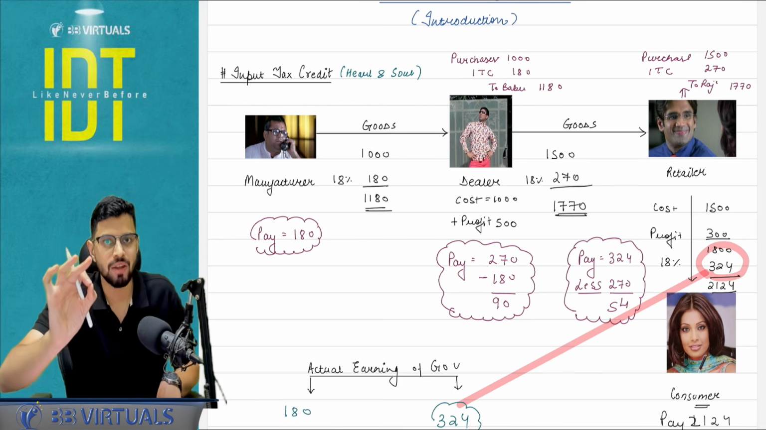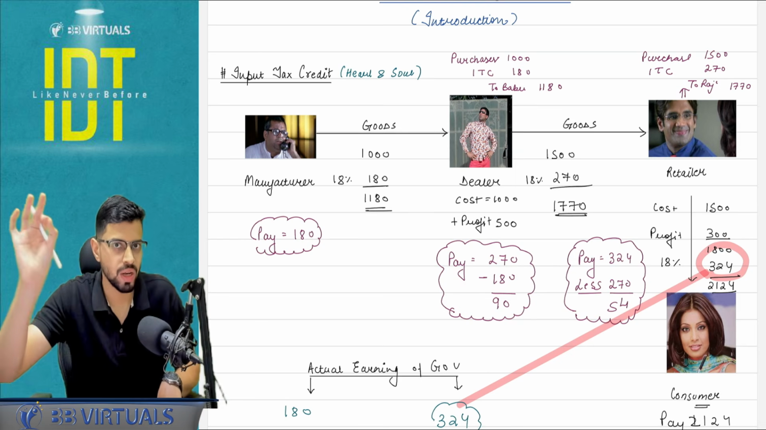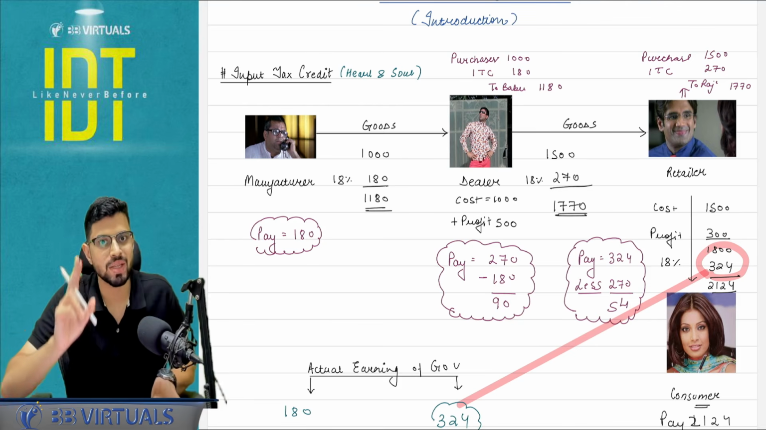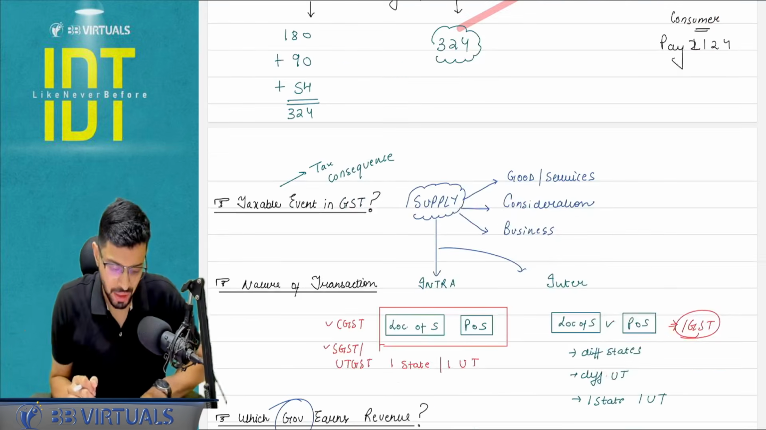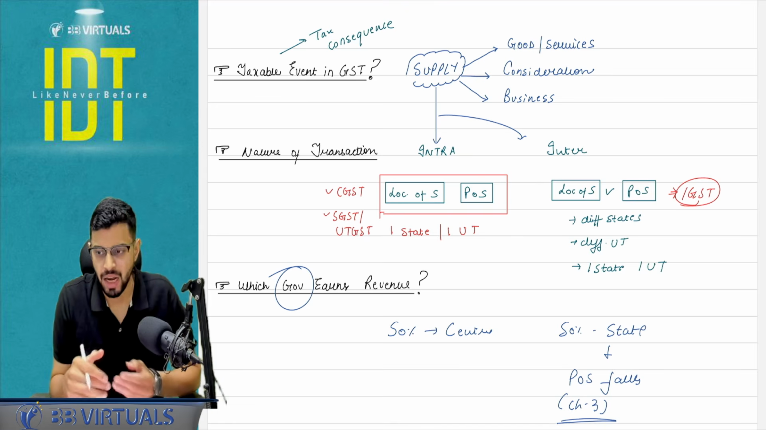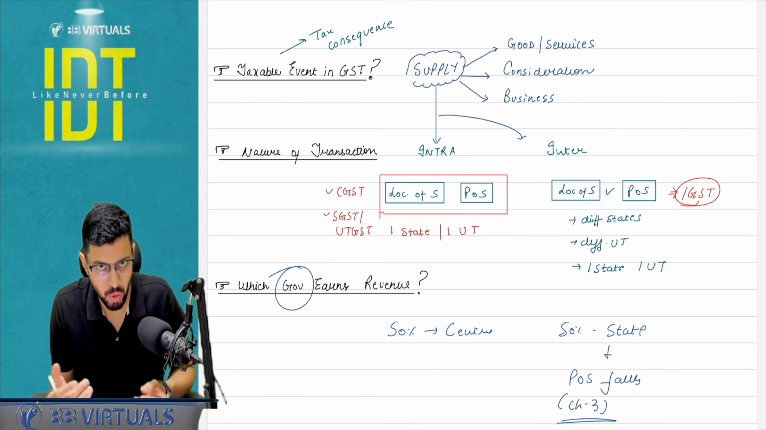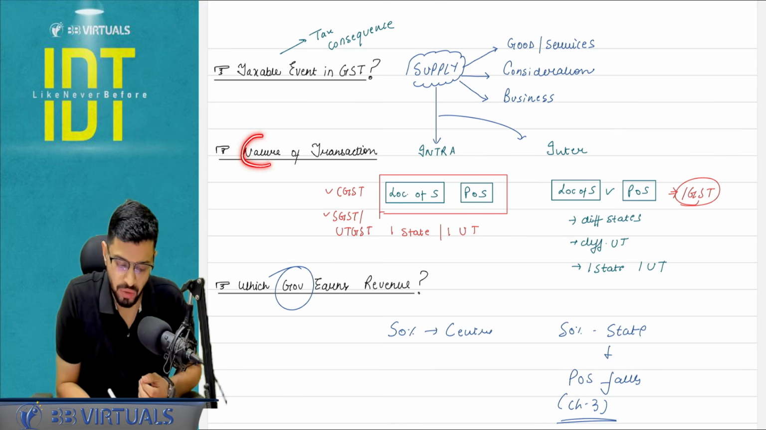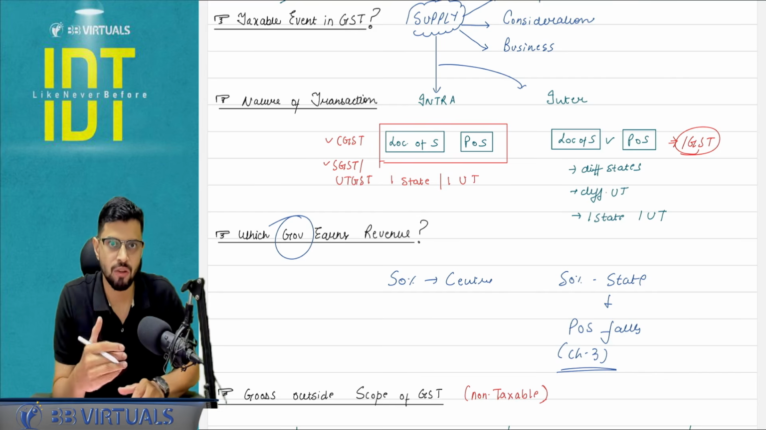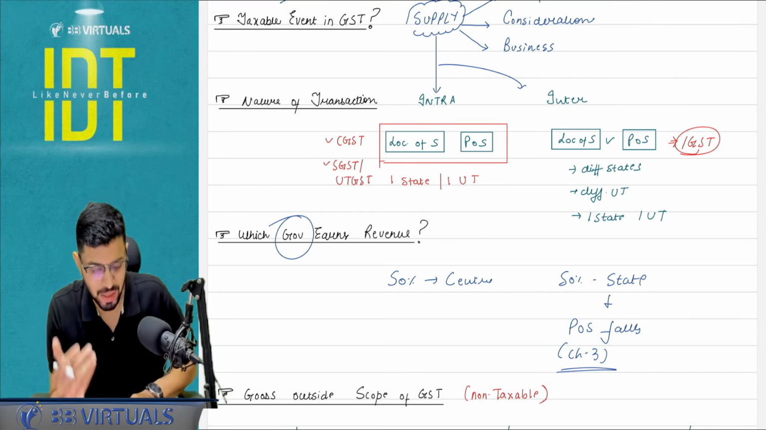So the actual revenue earning for the government happens only when there is a final consumer involved in the transaction, because at that time he or she does not get the ITC. The taxable event in GST is the supply, which we are going to be decoding together today in section number 7. Nature of transaction, we saw there are basically two transactions, intra and inter, that we will be decoding in chapter number 3, that is the place of supply.